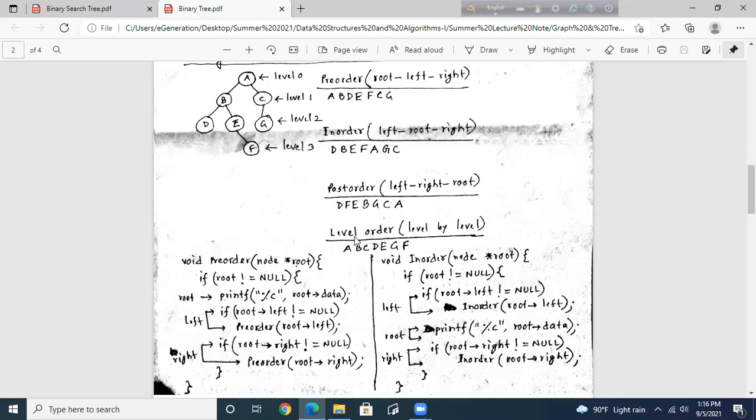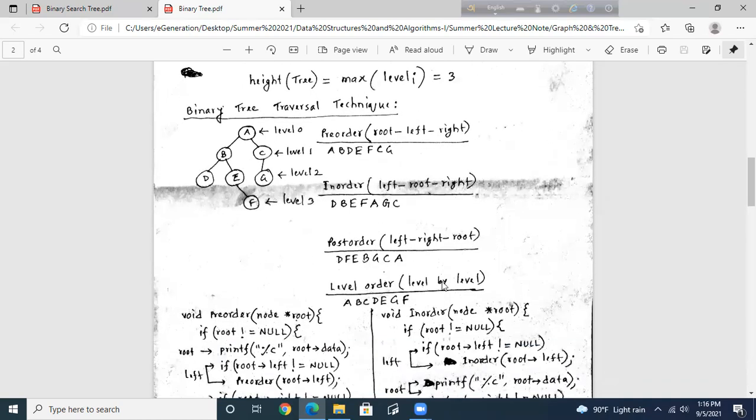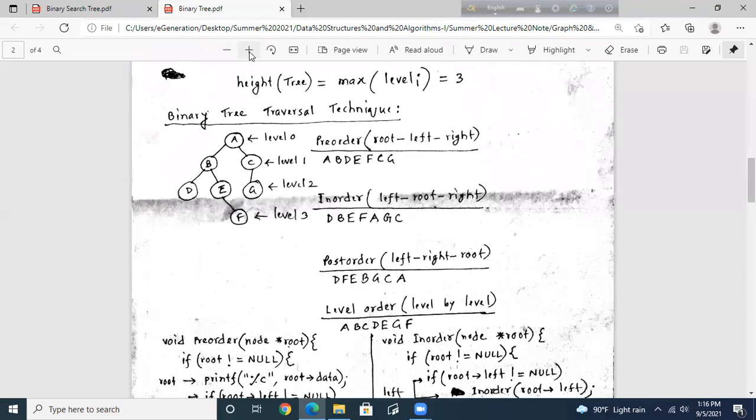In the level order, in the case of level order. Sir, jita ki mane left na ki right? This, left side.